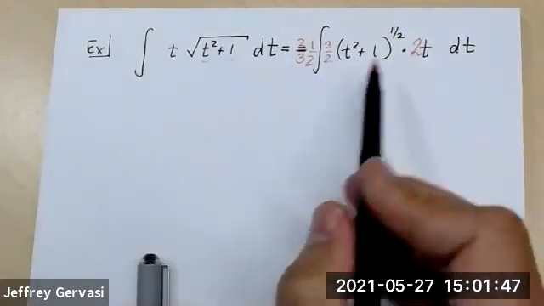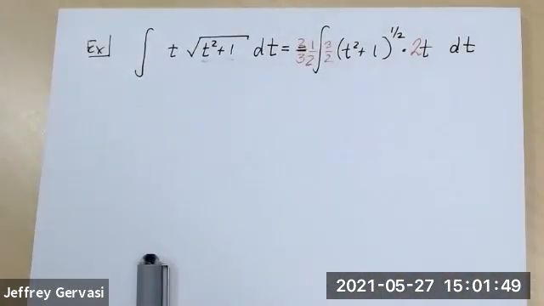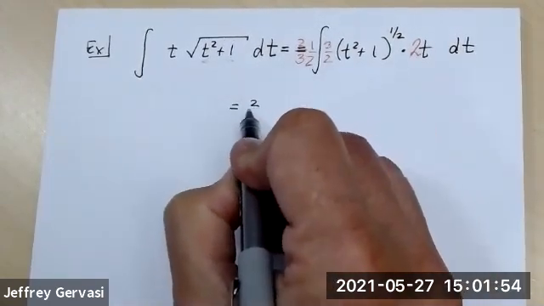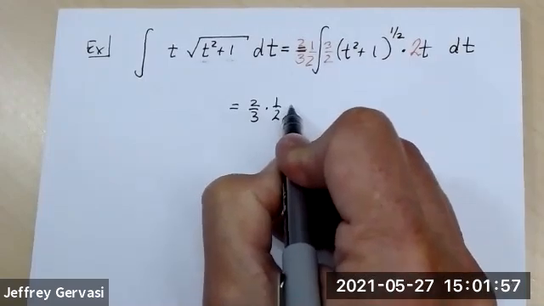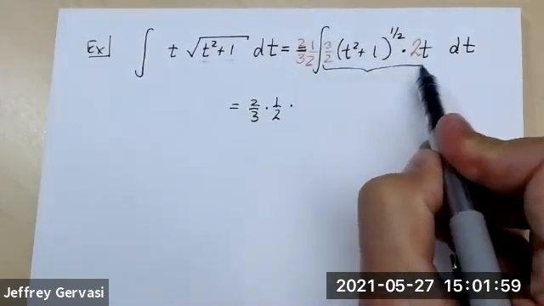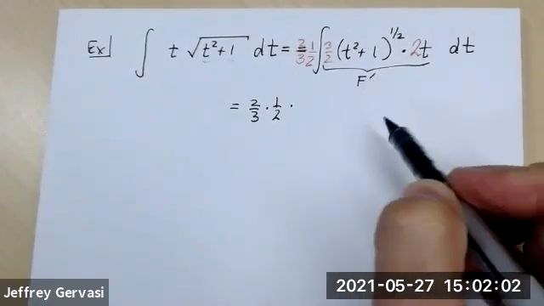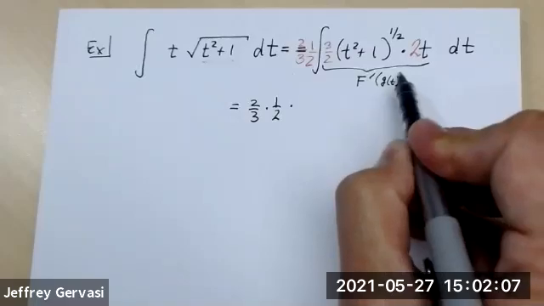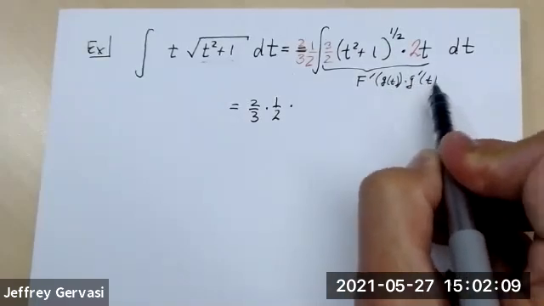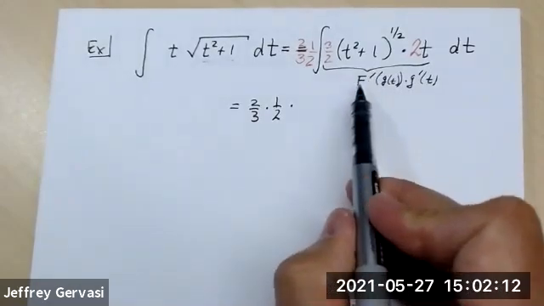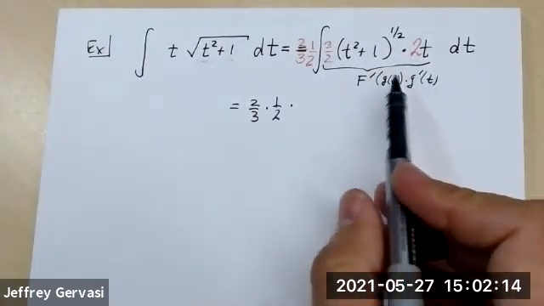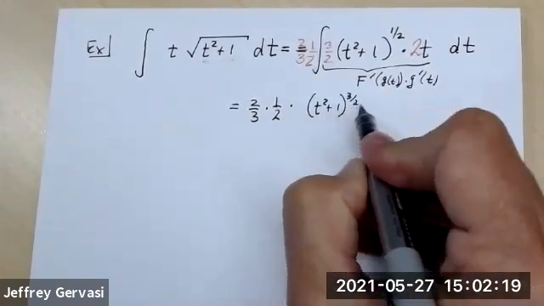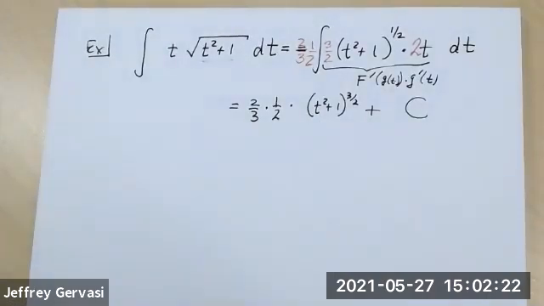Okay, see how we're making adjustments with constants? And so the overall result is going to be this. 2 over 3 times 1 over 2 times all of that now is your derivative function. Okay, and it's a perfect chain rule. It's the special case of the chain rule. So this is going to be t squared plus 1 to the 3/2. And of course, then we add a vertical shift.